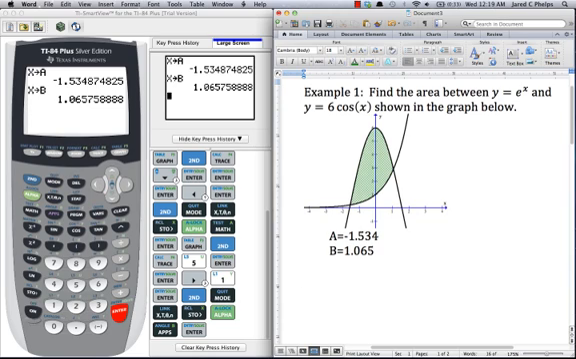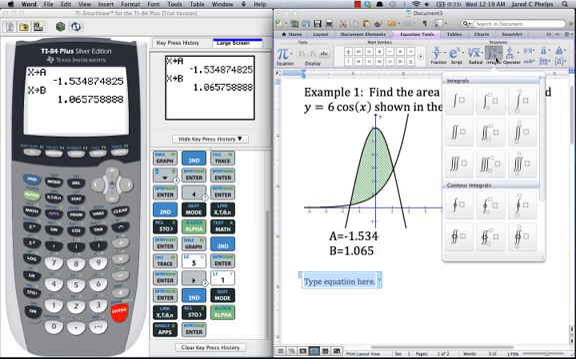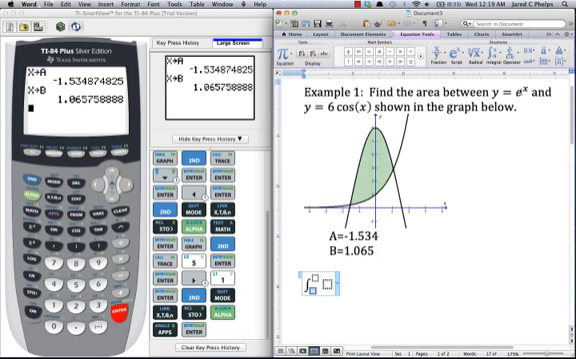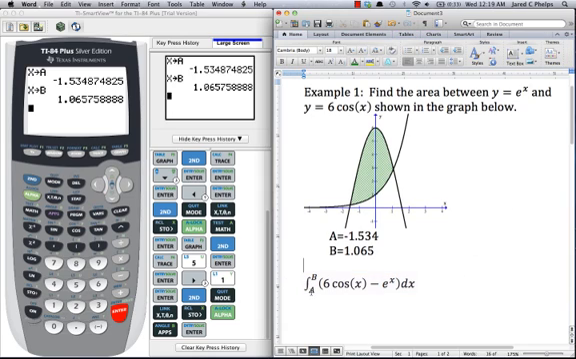Now I want to actually set up this integral, right? So I'm going to do the integral from A on the bottom to B on the top of what? Well, my top function here was 6 cosine x minus the bottom function was e to the x dx. So, like on the AP exam, on the homework, are you allowed to write A and B here? Absolutely, so long as you've done this. If you wrote those things down, you're good, right? So, as far as I'm concerned, this is how you show your work for calculator problems.